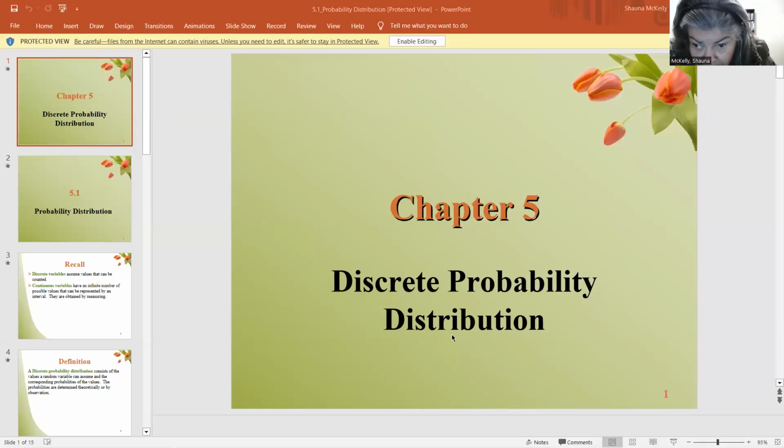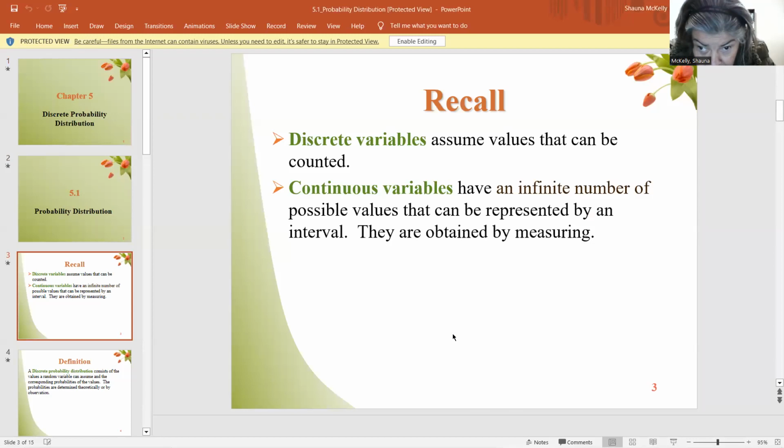So just a little bit about probability distributions before we actually start the homework. There's going to be some definitions in here, like always. So we need to remember what discrete variables mean, okay? Discrete variables assume values that can be counted. So these are values that are whole numbers generally. So the number of faculty members at Cerritos College, the number of cars in a parking lot, the number of houses on your street. Those are discrete, okay?